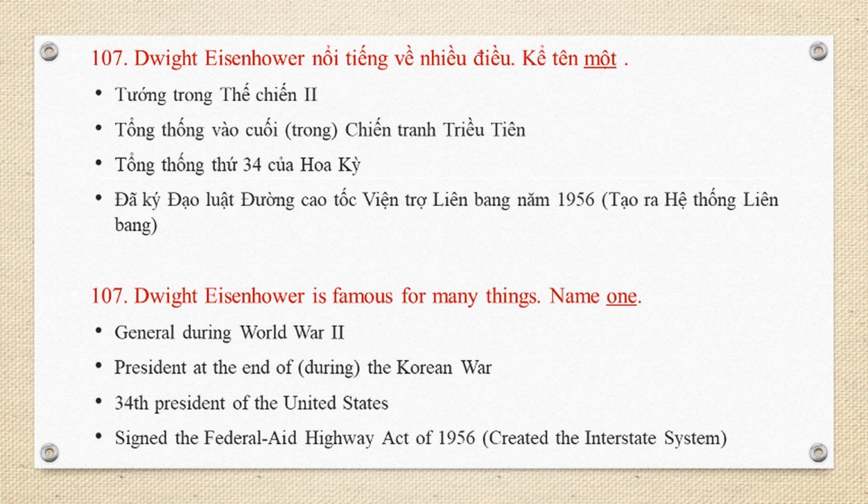107. Dwight Eisenhower is famous for many things. Name one. General during World War II. President at the end of, during, the Korean War. 34th President of the United States. Signed the Federal Aid Highway Act of 1956, created the interstate system.